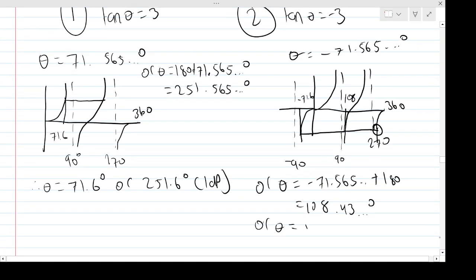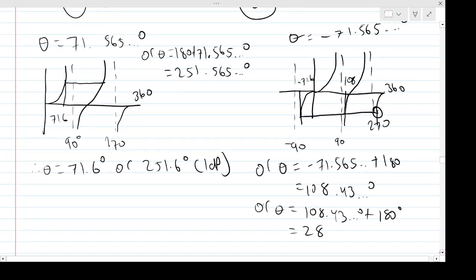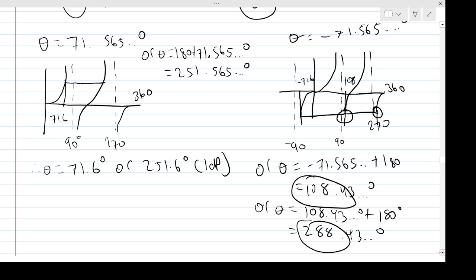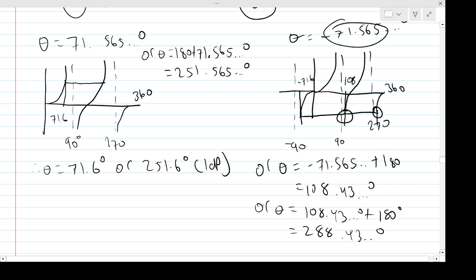So 108.43 add 180 gets me 288.43 degrees. And actually it's these two solutions that are between 0 and 360, right? This 108 and this 288. Those two solutions, as you can see on the graph, are between 0 and 360. This negative 71 is outside the range because it's below 0.